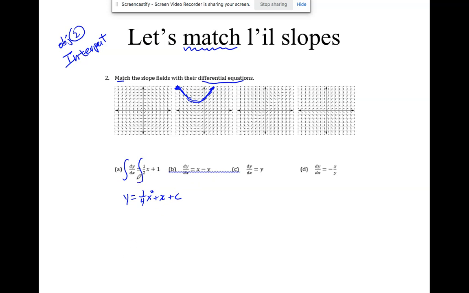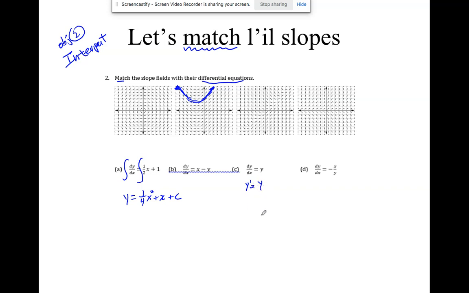Let me skip. So this one was being able to recognize, look at this. Look at this one over here. Y prime, the derivative, the slope is the same as the y value. What do you think that would be? So y prime is equal to y. So take a moment and think for yourself.